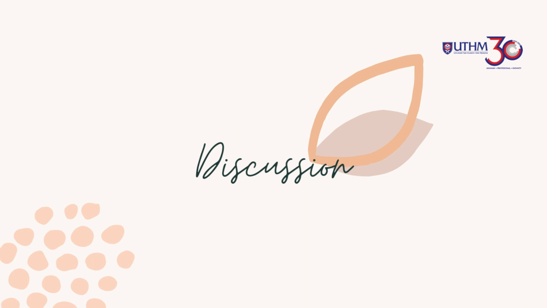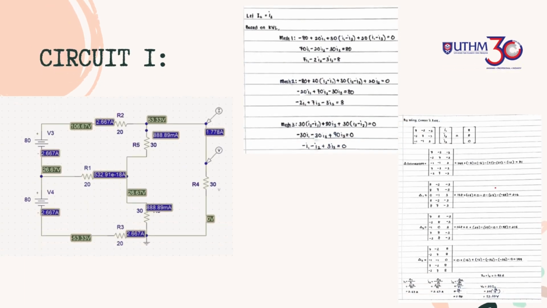For the discussion part, we have analysis from the two calculations, which are simulation calculation and manual calculation. This is circuit 1 in our group project. From the left hand side, it shows the simulation calculation, and the right hand side is our manual calculation. For the simulation calculation, we only put all the elements in the circuit and run it automatically from the system, then the answer will be displayed by the system.